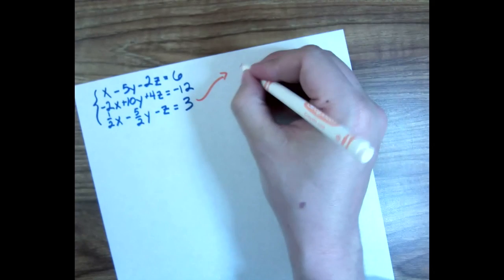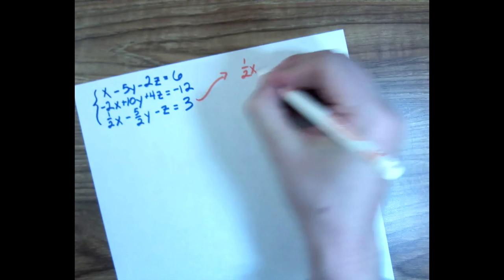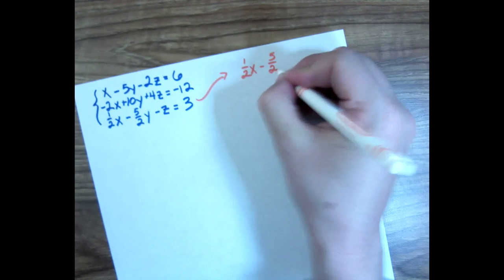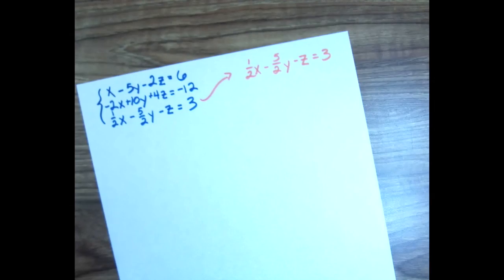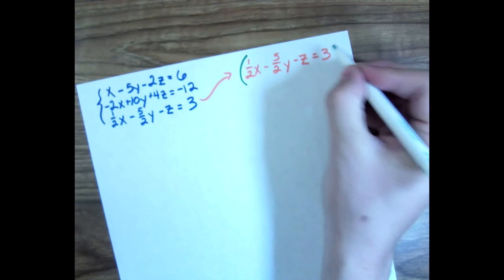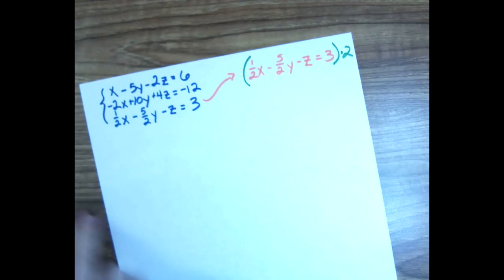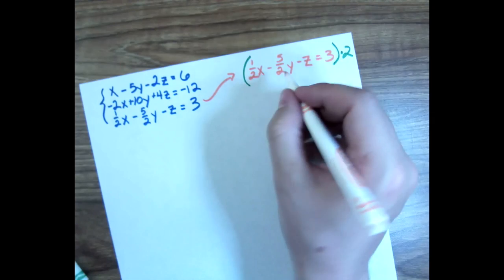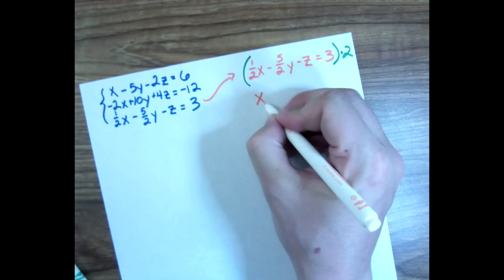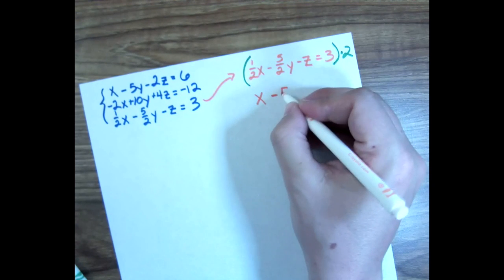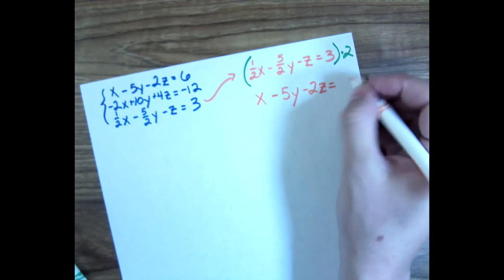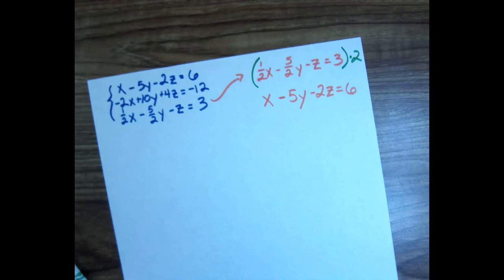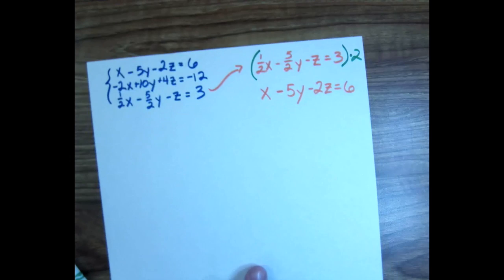So I'm going to take just this equation right here, and I'm going to multiply every part of this equation by 2. Now the reason I'm doing this is just to get rid of the fractions. So 1/2 times 2 is 1. 5/2 times 2 is 5. z times 2 is 2z. And then I get x minus 5y minus 2z equals 6.